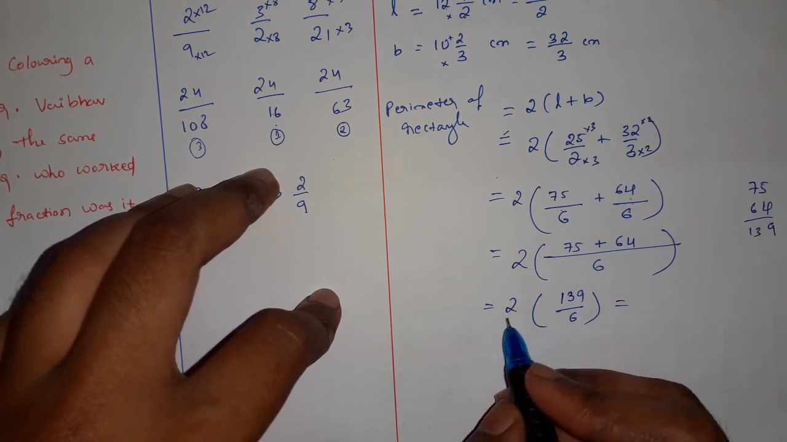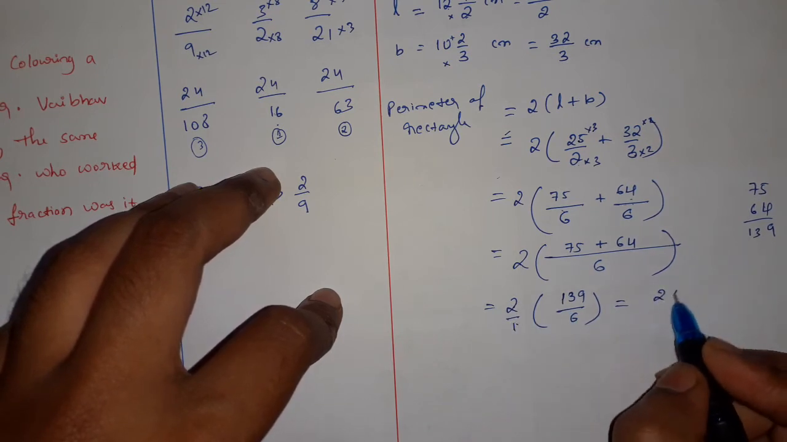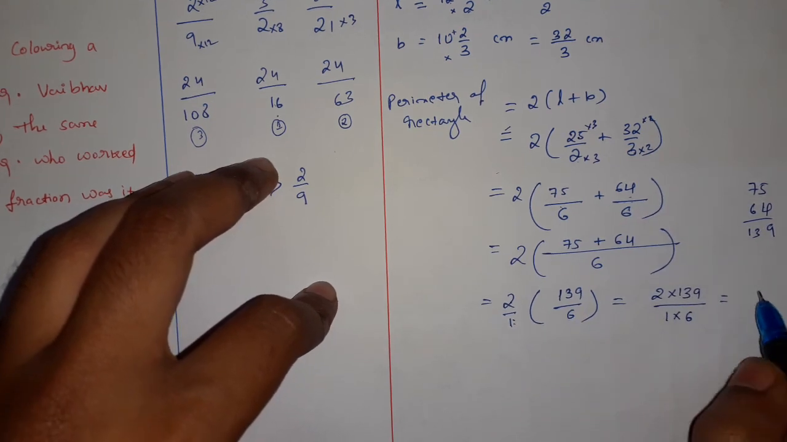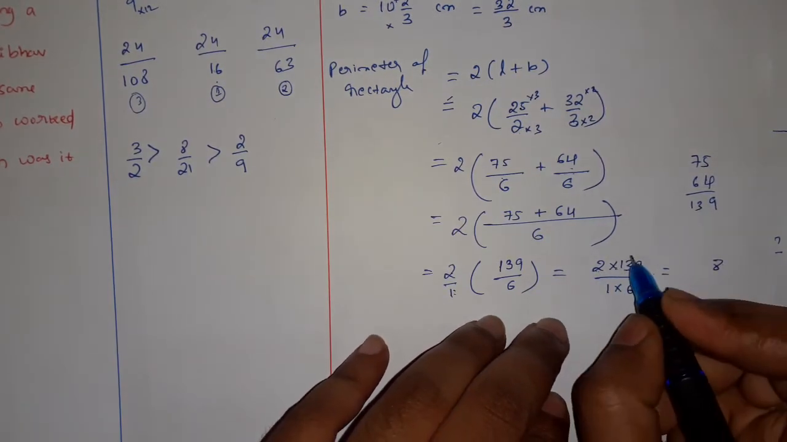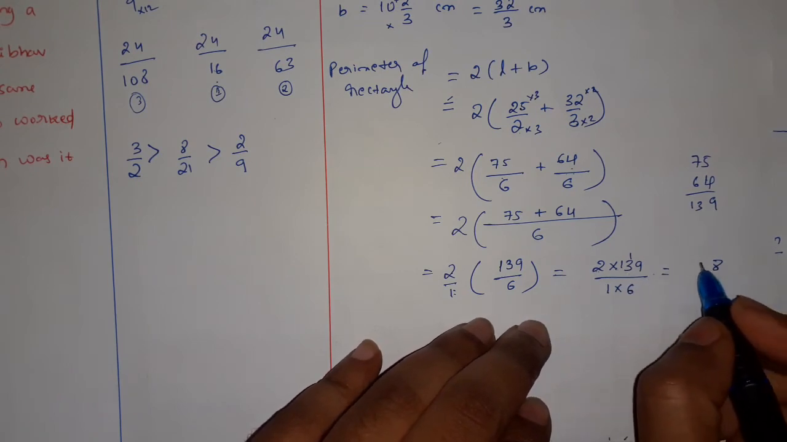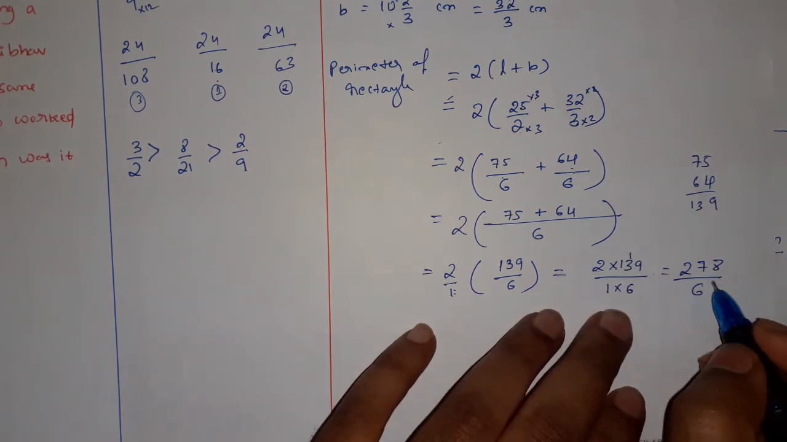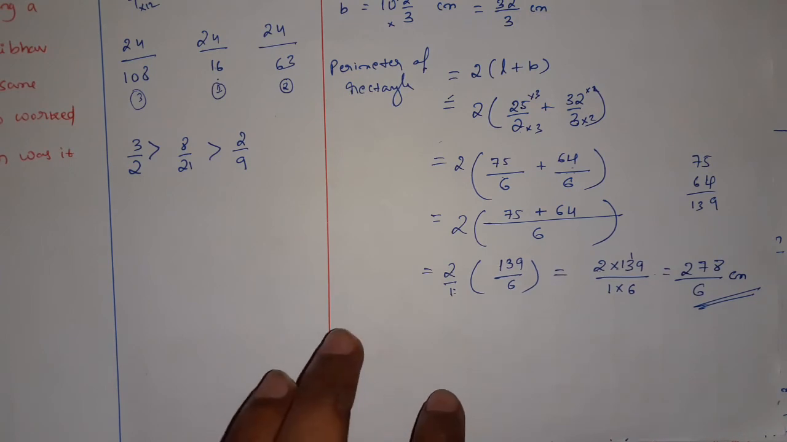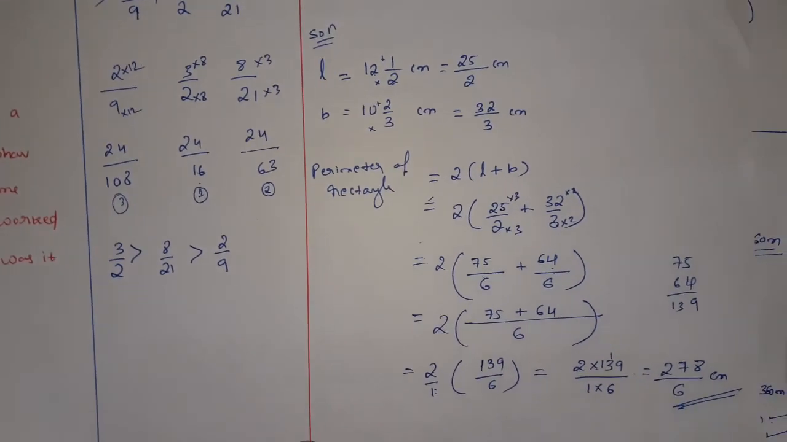2 into 2 is nothing but 2 by 1, no? In multiplication, numerator to numerator, denominator to denominator. 2 into 139 divided by 1 into 6. 2 into 139 is how much? You just do the multiplication. 2 9s are 18, carry 1, 2 3s are 6, 6 plus 1 is 7, 2 1s are 2, so 278. 1 6 is 6. So our answer is 278 by 6 centimeter. 278 by 6 centimeter is the perimeter of that paper. Okay, you can note down this solution.